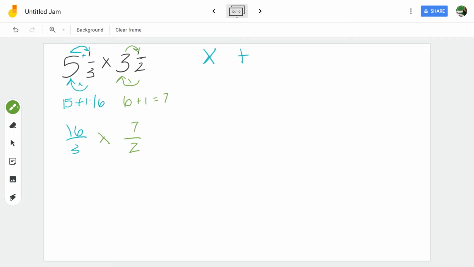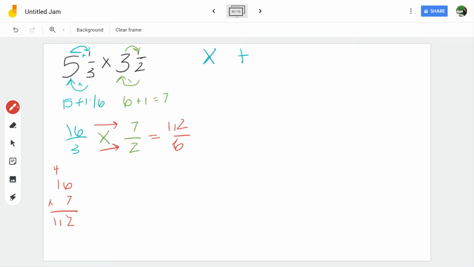Now, we can multiply these together. Do 16 times, switch to red, 16 times 7 first. 6 times 7 is 42. And 7 times 1 is 7. Plus 4 is 7, 8, 9, 10, 11. Now we have 112 as our numerator. And 3 times 2 is 6. This would be so much work if we did minus 6, minus 6, minus 6. And it's going to get really boring, right?